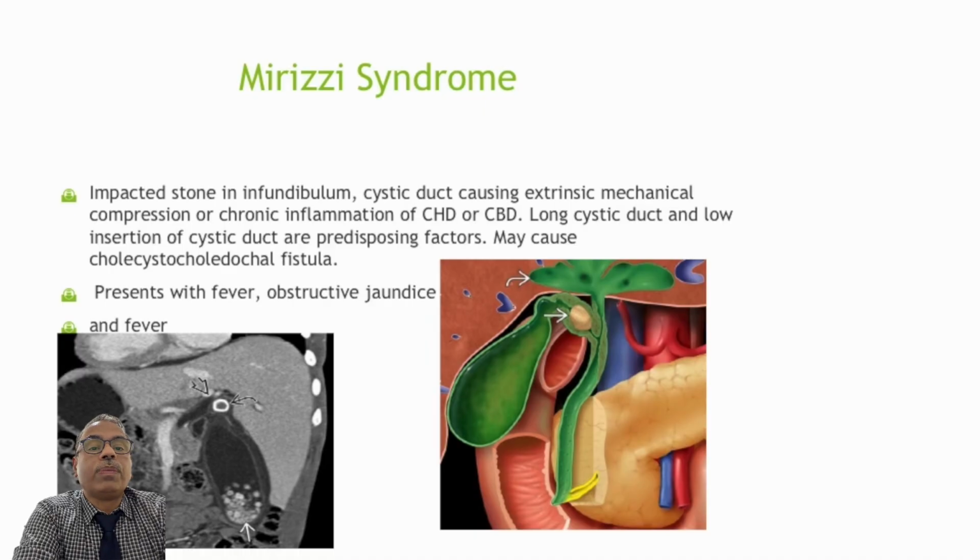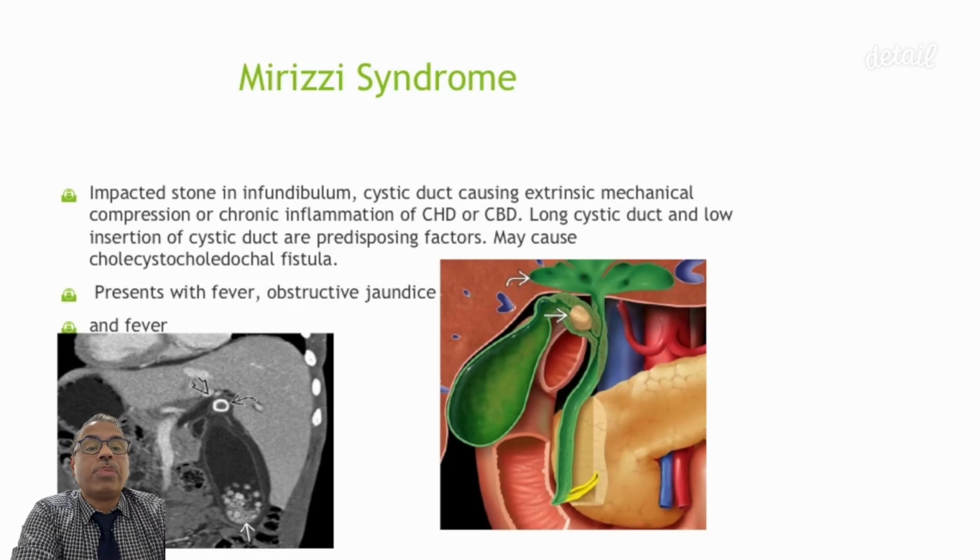Now, Mirizzi syndrome can be an important cause of obstructive jaundice, especially in certain conditions where there are predisposing factors present for development of this syndrome. So what are the different predisposing factors which may lead to development of Mirizzi syndrome? One of the most important predisposing factors is a long cystic duct. When the cystic duct is quite long, the stone may get obstructed in the cystic duct, and that can cause obstruction to the outflow of bile.